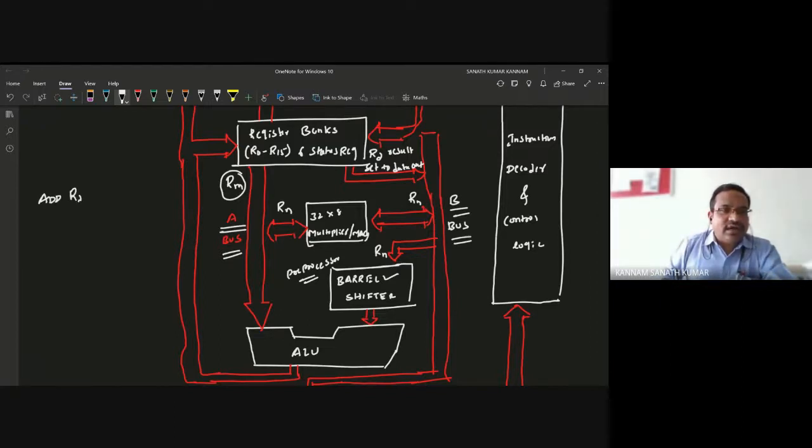Suppose we have seen instructions like ADD R2, R1, R0, LSL #2. Here R0 equals Rn, R1 equals Rm, and R2 is the destination register.